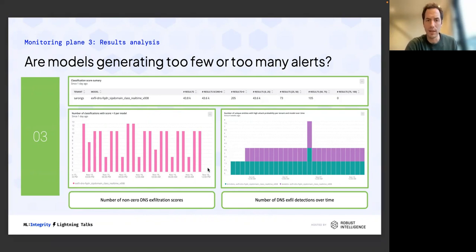way too many things. On the other hand, we also need to identify cases where models are not generating any alerts, because that could be that either the model is obsolete and not valid anymore, or that there is an issue in the preceding pipeline such that the model cannot see those attacks. And in those cases, we track those scores of the models over time to identify those situations.